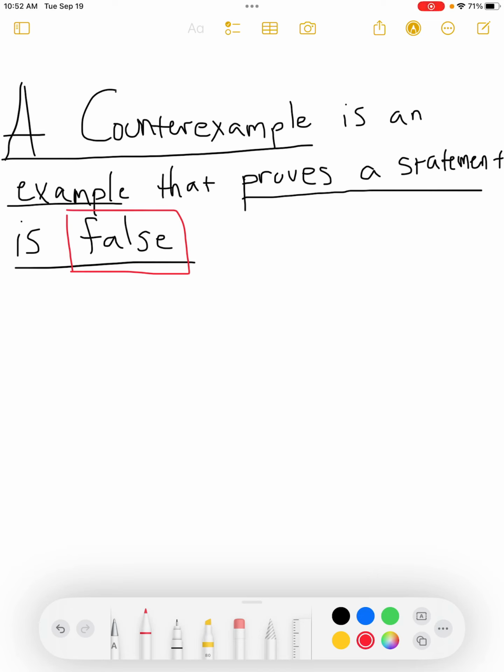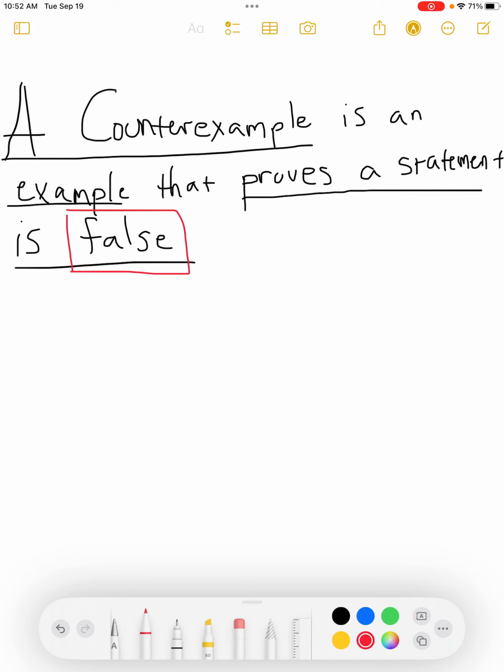Hey guys, it's Mr. Bostrom, and today we're going to talk about counterexamples. Okay? We actually have already been doing counterexamples in some of our previous assignments. I just haven't told you that this is the word and what it means. Okay? So a counterexample is an example that proves a statement is false.